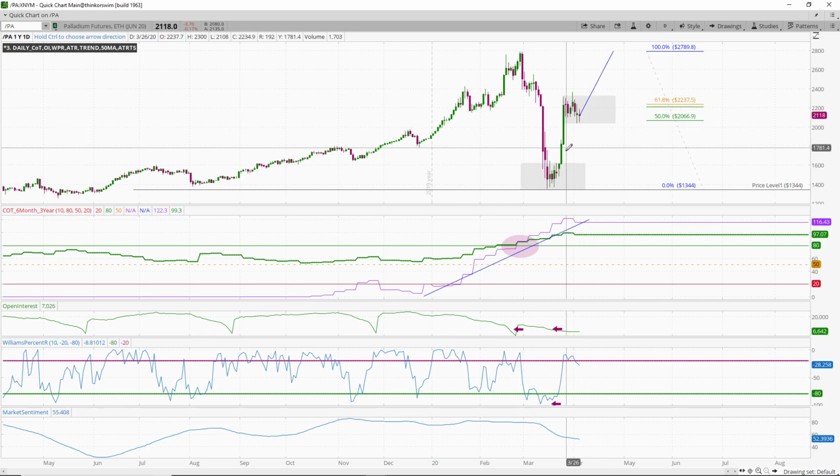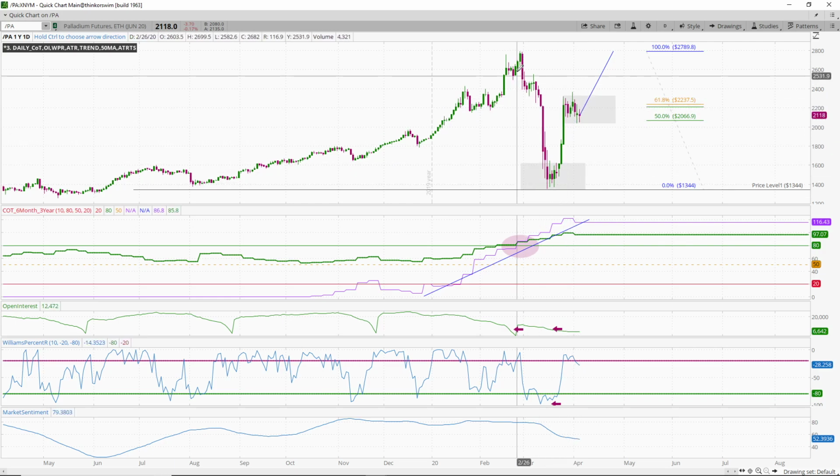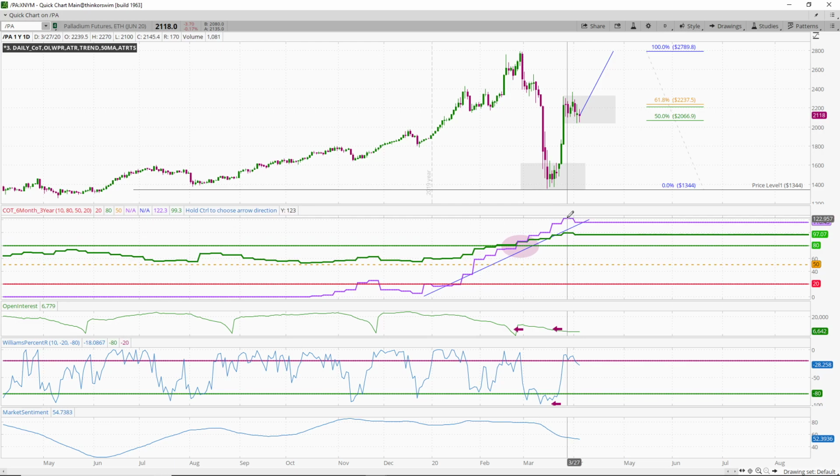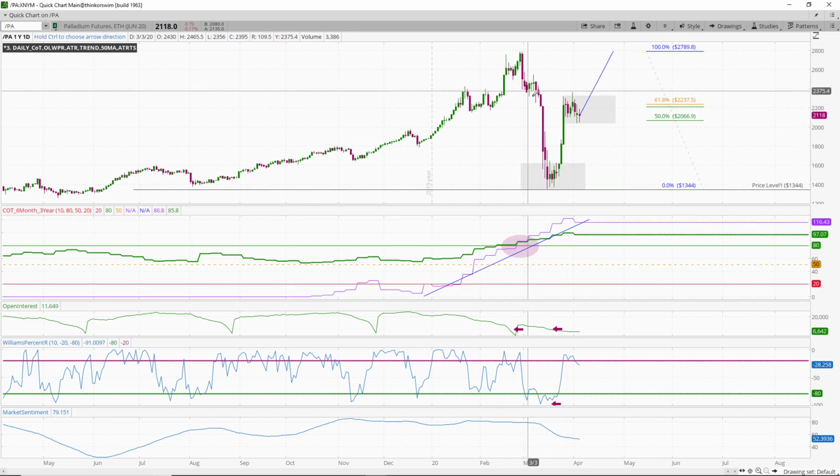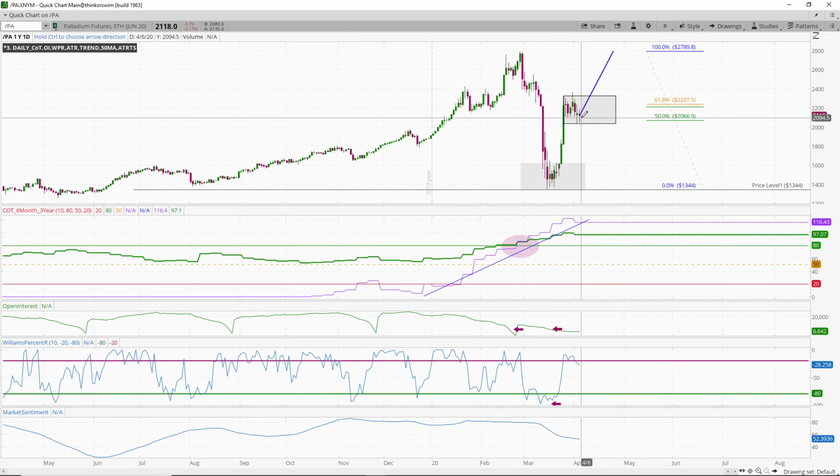So I have to wonder where comms are going and if they're bleeding. If, you know, producers and merchants are bleeding money here by still holding net long positions with this dramatic retrace. And they're just not giving up on it. They are not giving up on this chart.